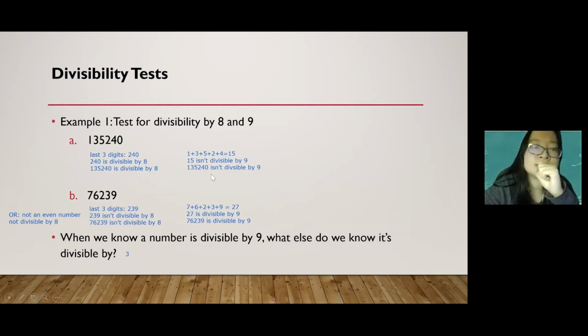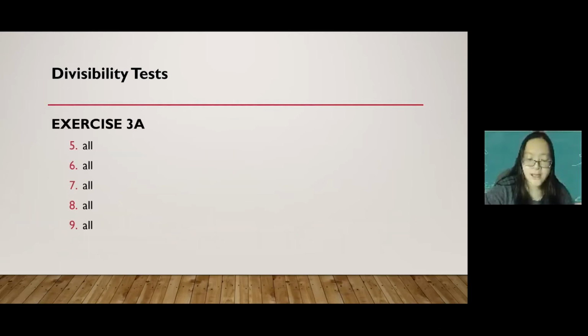So we're done with this 3A. What I write on the PowerPoint at that point is the homework questions that are assigned for the exercise. Okay, so I wrote exercise 3A, 5, 6, 7, 8, 9, all.